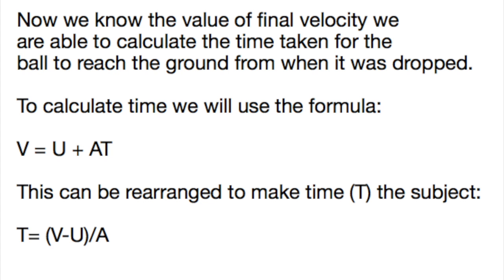Now we know the value of final velocity, we are able to calculate the time taken for the ball to reach the ground from when it was dropped. To calculate the time, we will use the SUVAT formula v equals u plus at. This can be rearranged to make time, t, the subject: t equals v minus u over a.